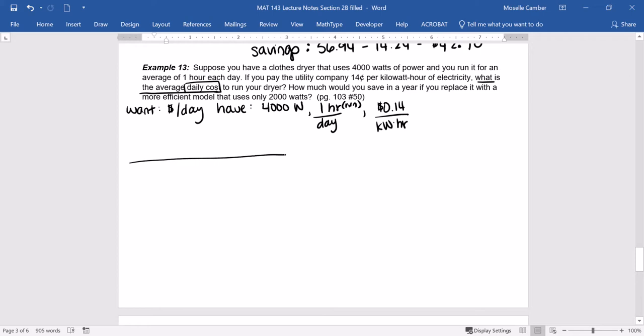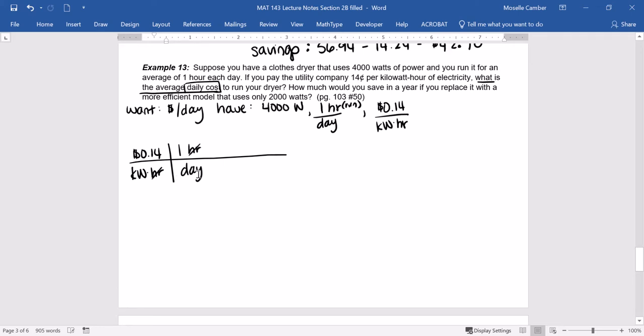Okay, so just like we did before, we want dollars, so we're going to start with my dollar amount, 14 cents per kilowatt hour. Again, that is run hours. So I need a run time, so it's 1 hour per day. Now this time, notice I start with the hour. It really doesn't matter which one you start with, as long as you take care of both of them.